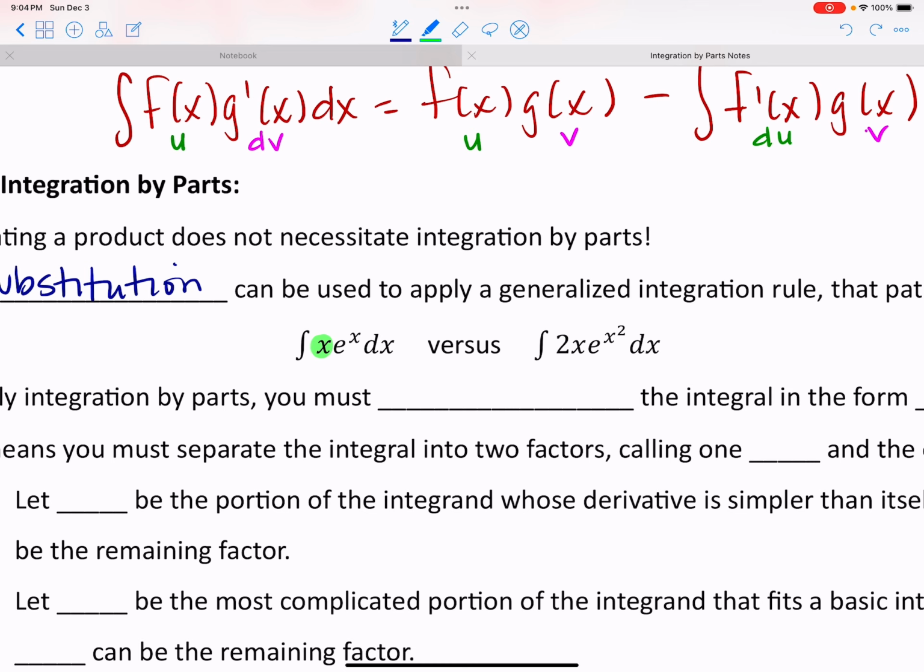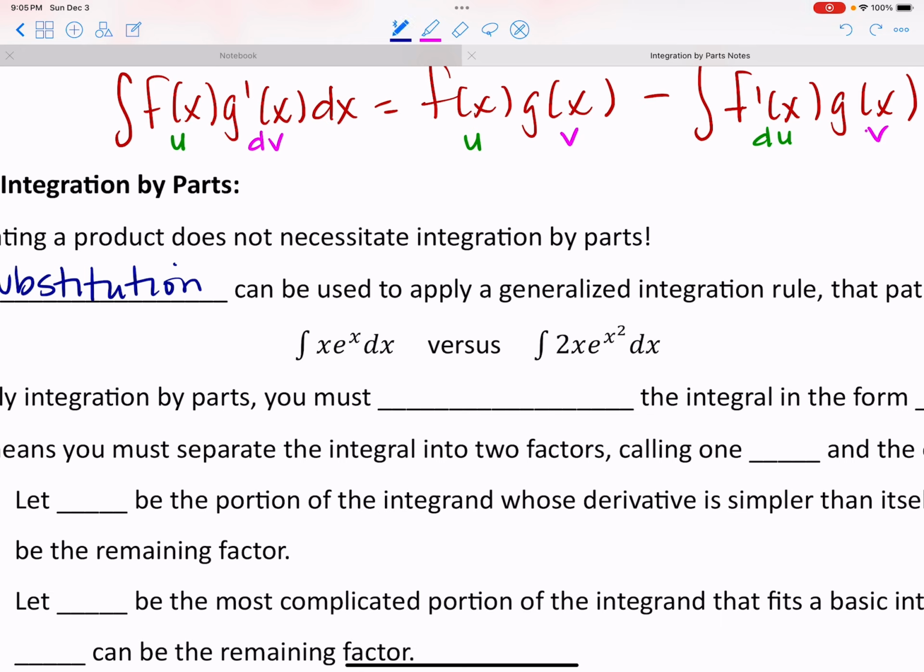Let me separate the colors here. So I have an algebraic function x, and then I have this exponential function here, and here I have an algebraic function 2x, and I have my exponential function here. Now, the first one is the one where I would have to use integration by parts. The second one, not. If you look at the second one, hopefully you can see the difference here.